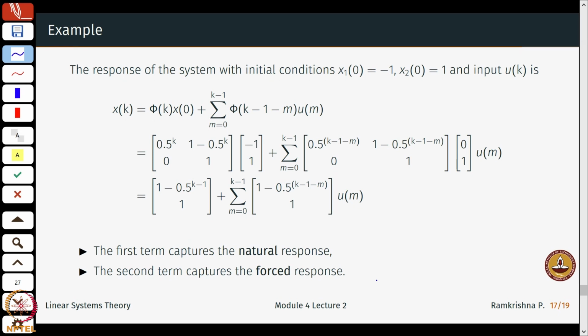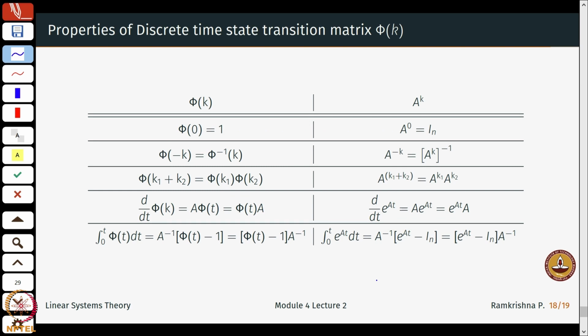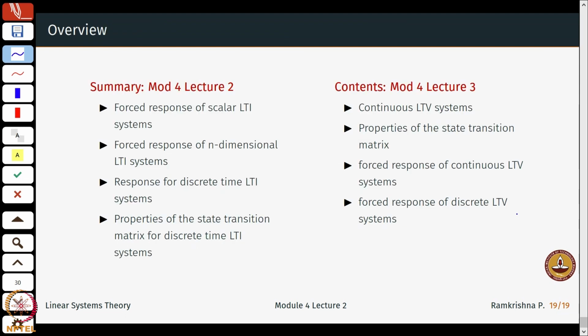So, I will again leave these computations, and again the properties that we have here of the state transition matrix are easy to verify, very similar to what we had earlier. So, this is easy to verify, this is easy to verify, and so on. Of course, this comes from the continuous time case. So, we will end this lecture here having learned how to compute the forced response of n-dimensional LTI systems, both for continuous time and discrete time.